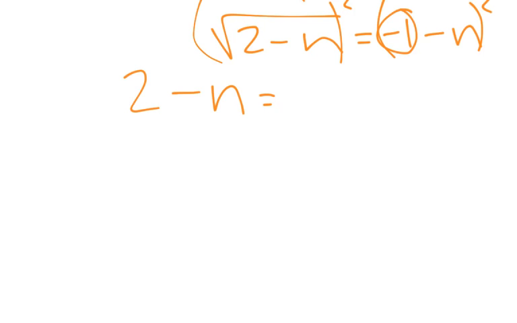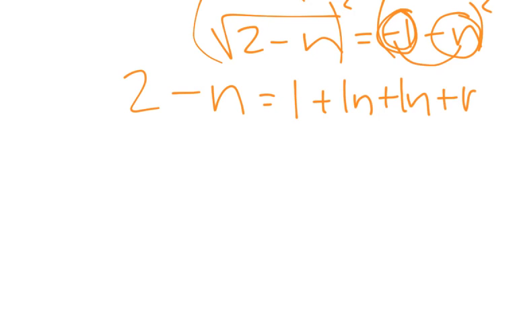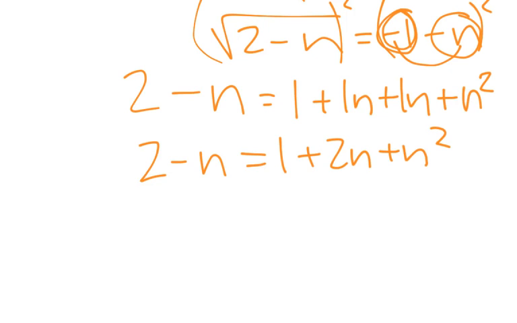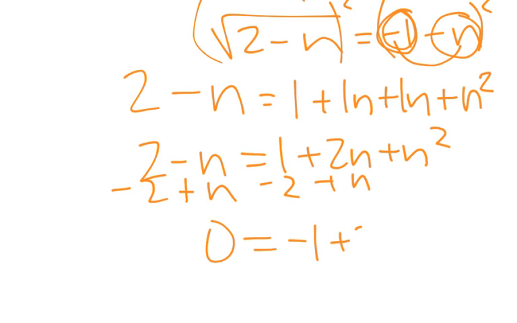Equals 1 times 1 would give us positive 1. -1 times -n would give us positive 1n twice, because we're squaring it. -n times -n would be a positive n squared. So 2 minus n equals 1 plus 2n plus n squared. Add n to both sides. Subtract 2. We get 0 equals -1 plus 3n plus n squared.